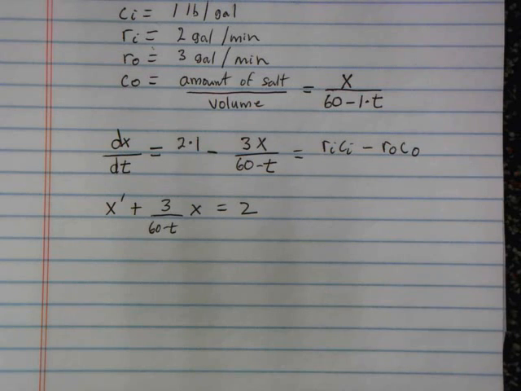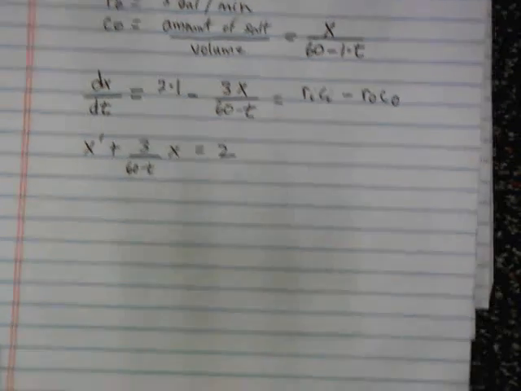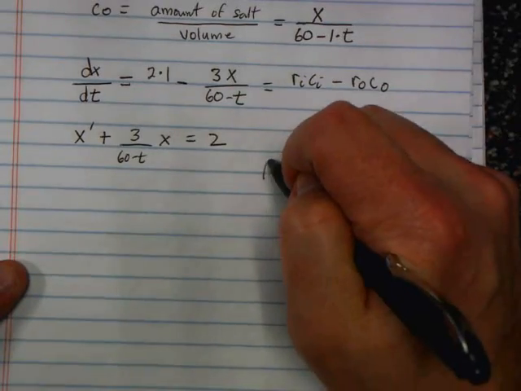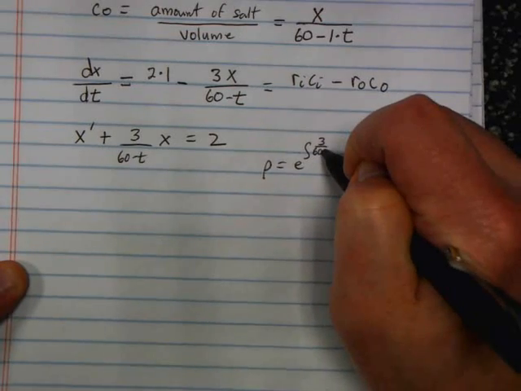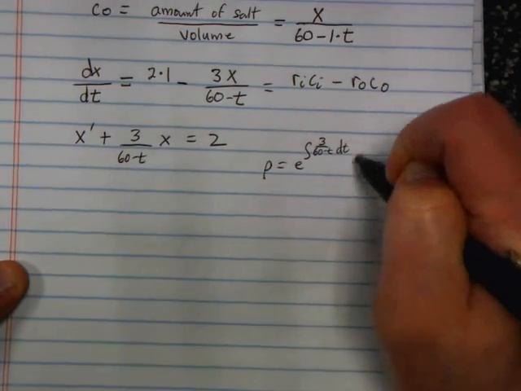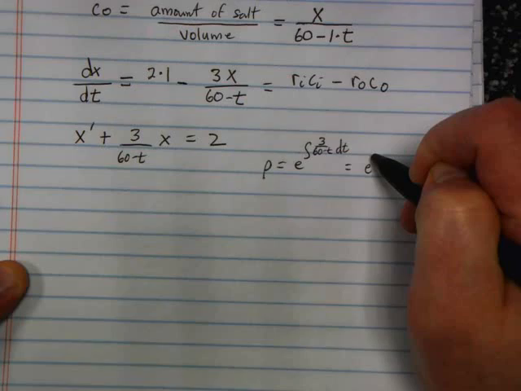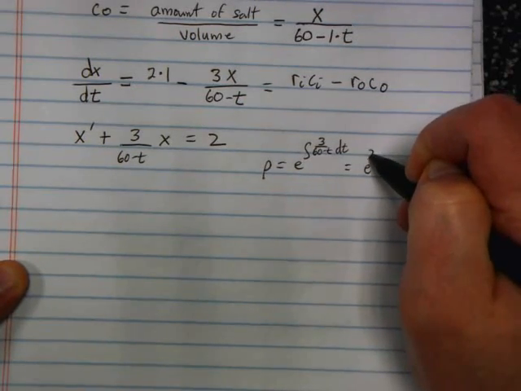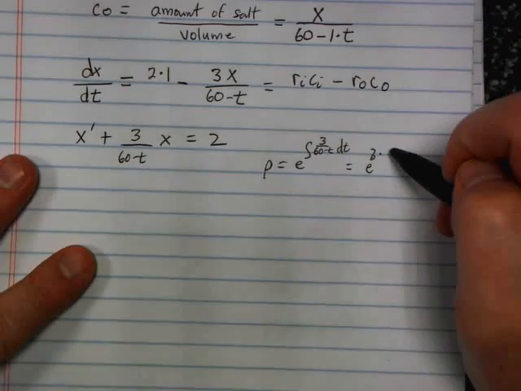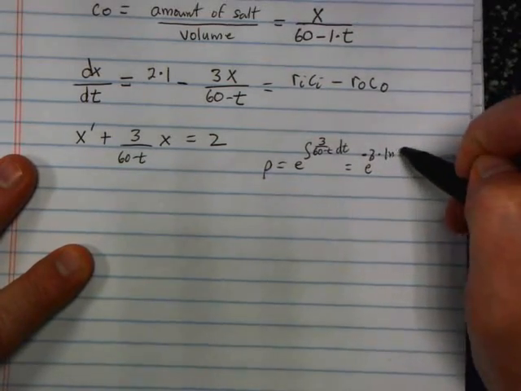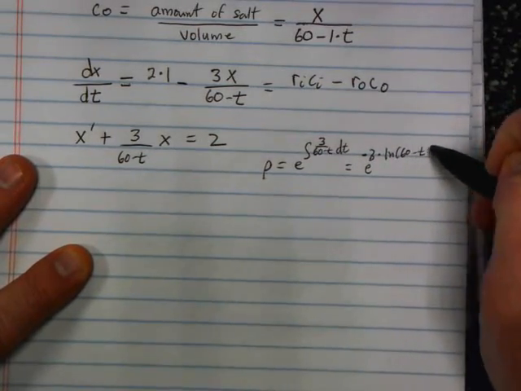How do we now solve our linear equation? In a row, we get an integrating factor rho. Rho is e to the integral of 3 over 60 minus t dt. That's e to the 3 times, what's the antiderivative of 1 over 60 minus t? Negative ln of 60 minus t. Where'd that negative come from?